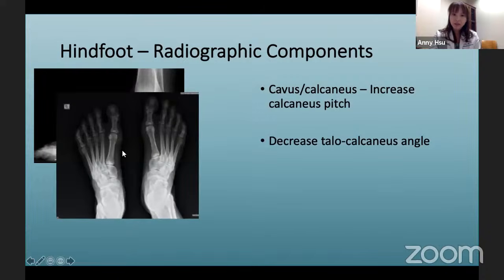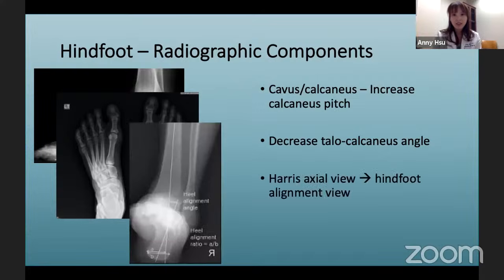And looking at the AP, if you focus strictly over on the calcaneus and the talus, there's a decreased talocalcaneal angulation. And lastly, and perhaps the most obvious sign, is to look at the Harris axial view. You can see the hindfoot, measuring the amount of angulation of the hindfoot with respect to the axis of the tibial shaft, and you can measure how much varus angulation you have from this view.